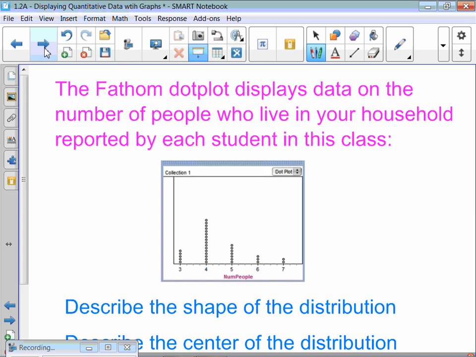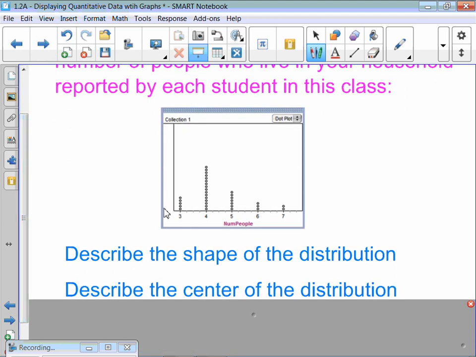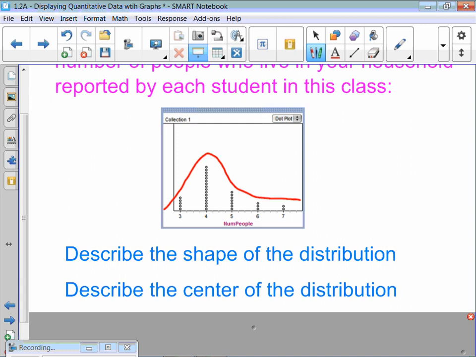So this is the data from you guys, both classes, for number of people who live in your household. So, Cody, why don't you describe the shape of the distribution? I agree with you. Okay. And Molly, do you have an approximate center for the distribution? I would guess 4. We could count.